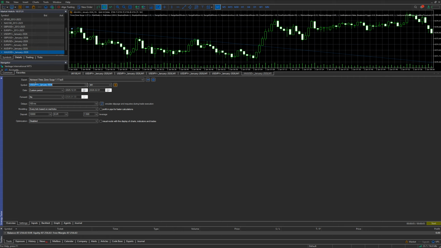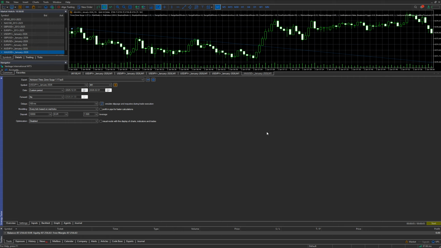Right here you can see that I have selected the downloaded data on USD JPY Plus, which is the raw version. We're running it on the 1 minute time frame, and we're running a custom period, and we're just running January. So the delay is 100 milliseconds, which is identical to mine, but this doesn't really matter. And the modeling quality is obviously every tick based on real ticks.